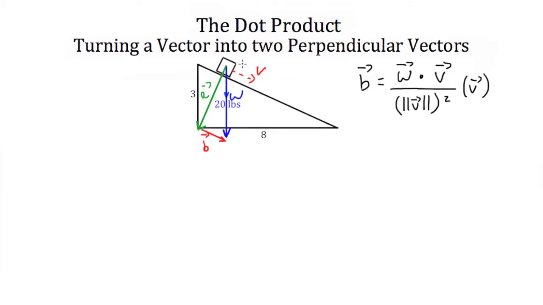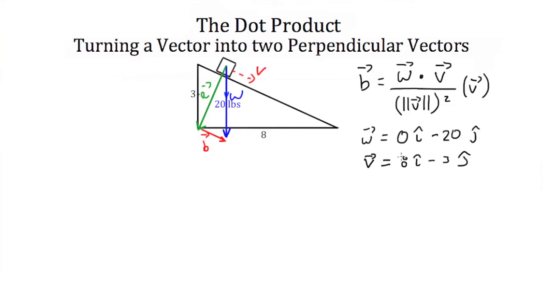First we need our vectors W and V. Well, vector W does not move in the x direction. It only moves in the negative y direction. So it's got a 0i, and then it's downward in the y direction, so minus 20j. Our direction vector, V, I can get that from the sides of my triangle. We have a 3 and an 8. So V is moving 8 in the x and then down 3 in the y.